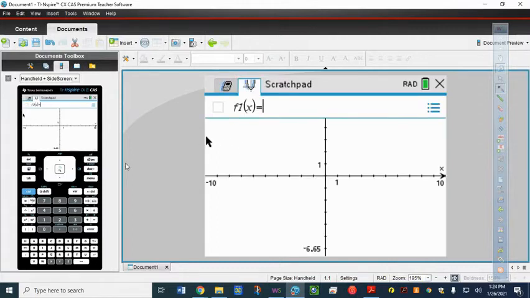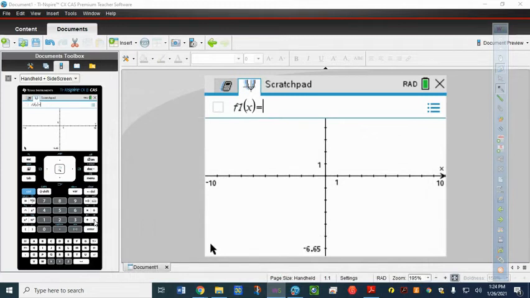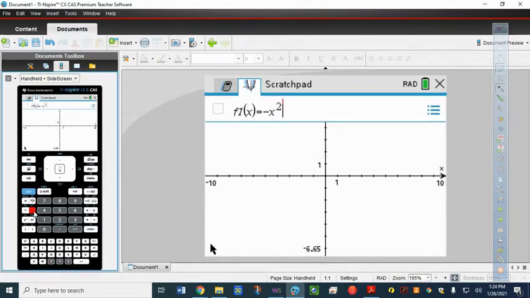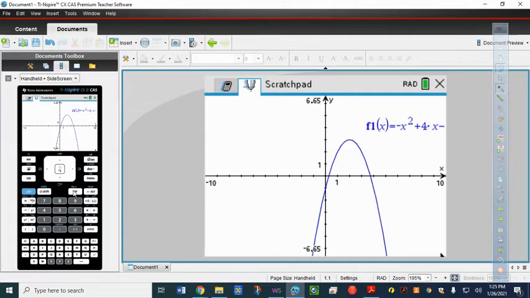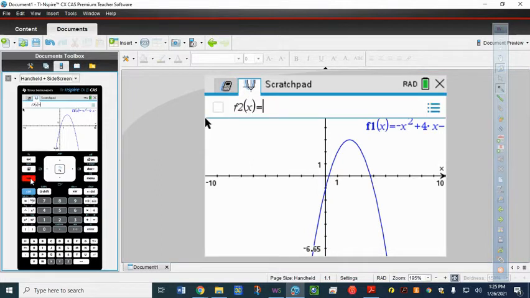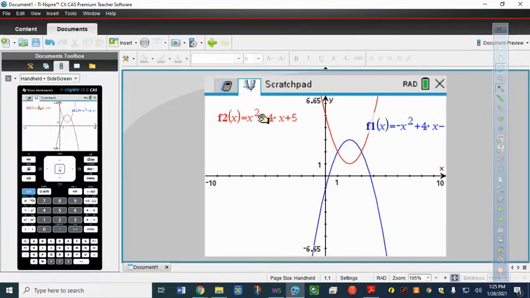So I'm going to go over here to my graph. And I'm going to put in f as, where it was, negative x squared plus 4x minus 1. Sorry, I'm slow on my computer there. Okay, so there's f of x. And then I'm going to put g of x in as f2. And so that was x squared minus 4x plus 5. And that graph comes in red.